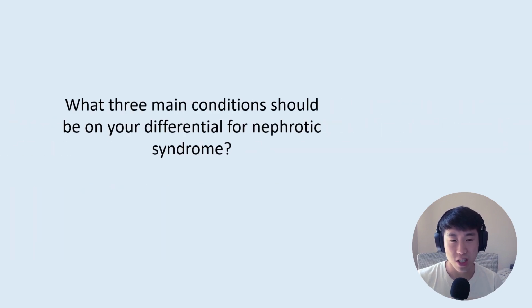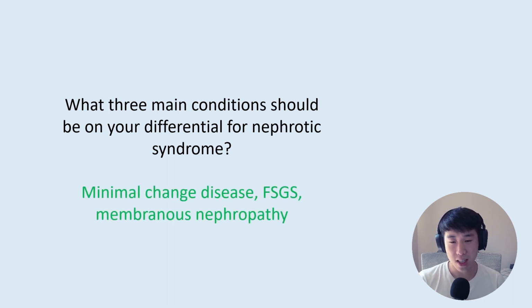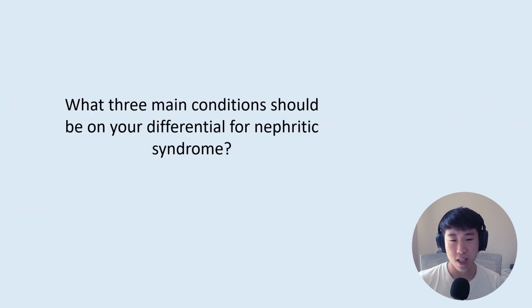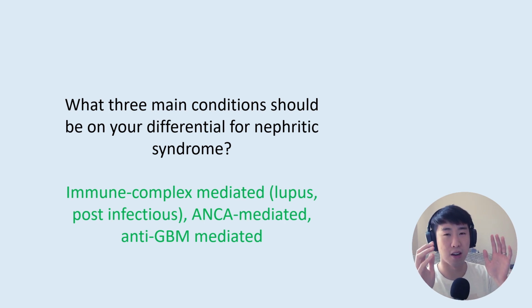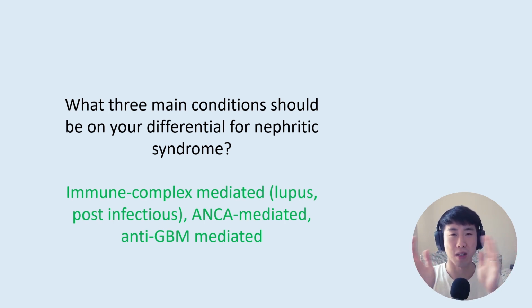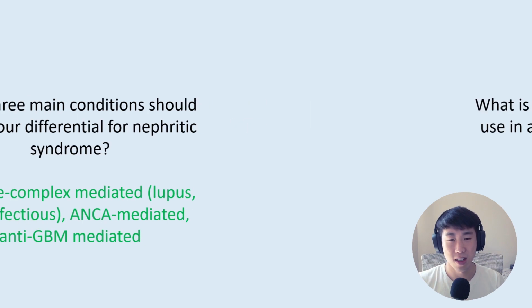What three main conditions should be on your differential for nephrotic syndrome? That would be minimal change disease, FSGS, and membranous nephropathy. And then what three main conditions should be on your differential for nephritic syndrome? That would be immune complex mediated, including lupus and post-infectious, ANCA mediated, and anti-GBM mediated. So this is going to be really helpful because now I have two large buckets of nephritic syndrome and nephrotic syndrome, and I have three main categories of diagnoses for each. And that's going to make it a lot easier than going on UpToDate and seeing those huge lists on everything.